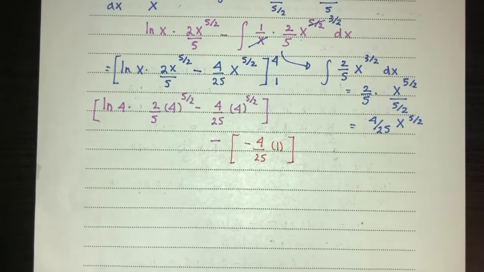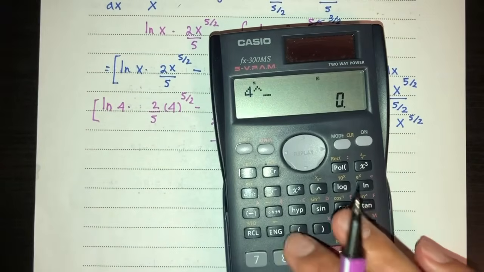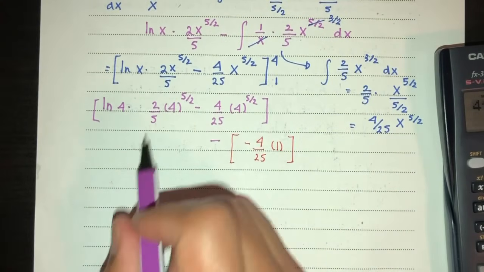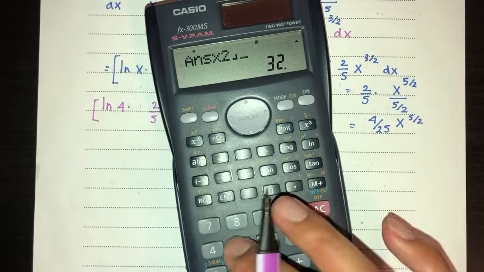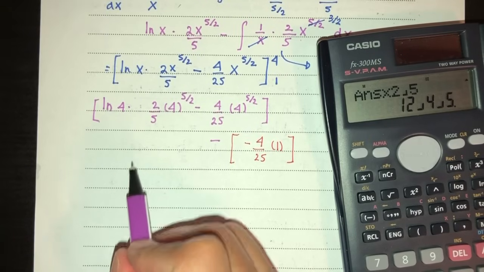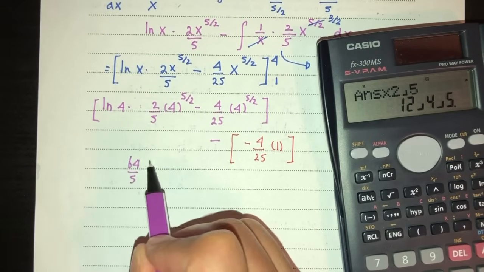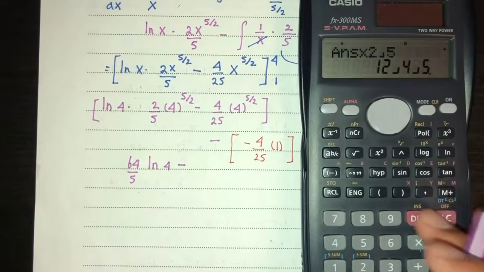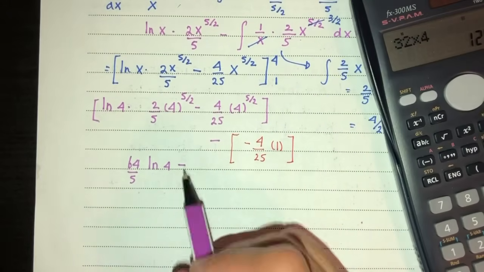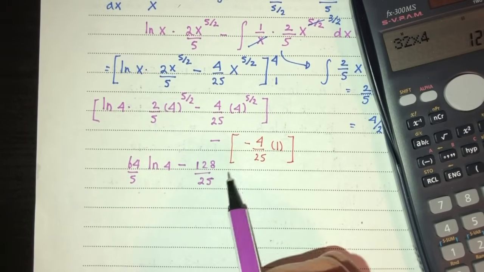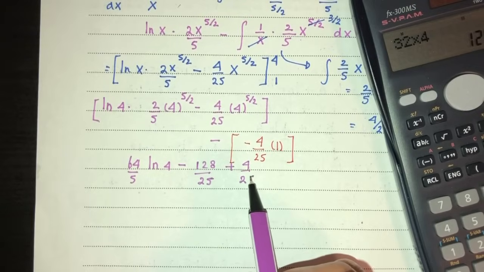So let's simplify. For this part, what is 4 to the power 5 over 2? That will be 32. So here you will have 32 times 2 over 5, that will be 64. So we will have 64 over 5 ln 4 minus, this is 32 times 4. 32 times 4 will be 128, 128 over 25. And then we have minus becoming plus 4 over 25.